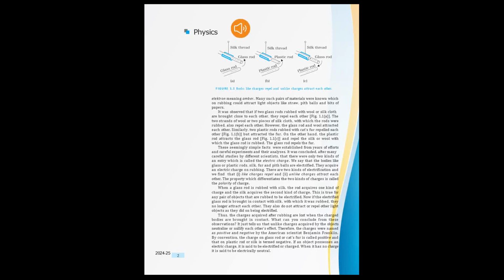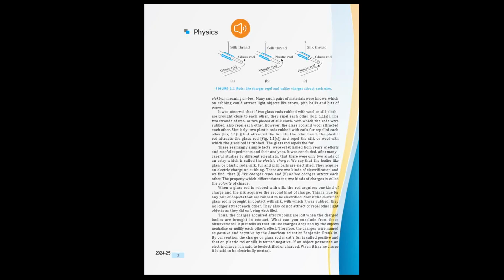Now, if the electrified glass rod is brought in contact with silk, with which it was rubbed, they no longer attract each other. They also do not attract or repel other light objects as they did on being electrified. Thus, the charges acquired after rubbing are lost when the charged bodies are brought in contact. What can you conclude from these observations? It just tells us that unlike charges acquired by the objects neutralize or nullify each other's effect.